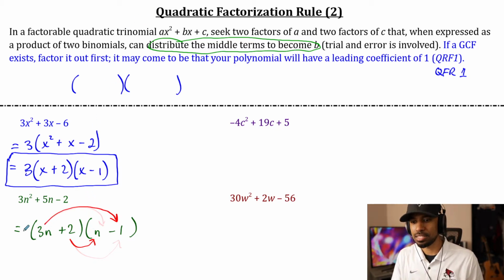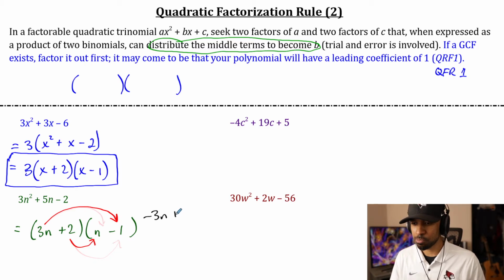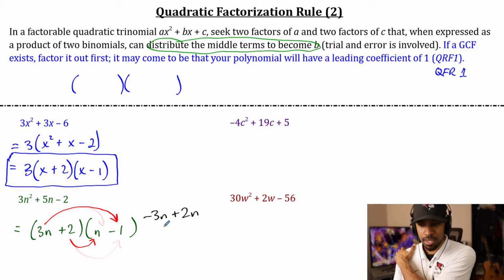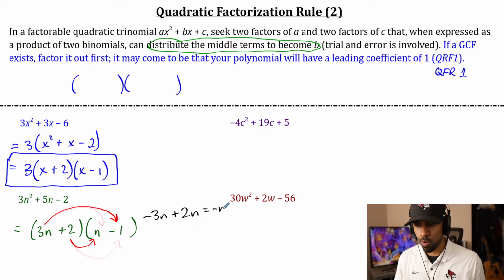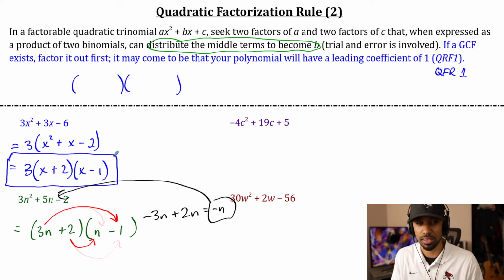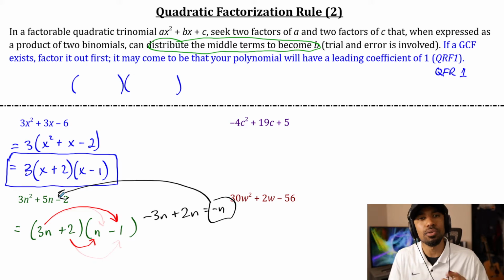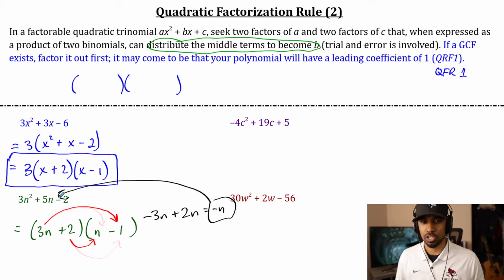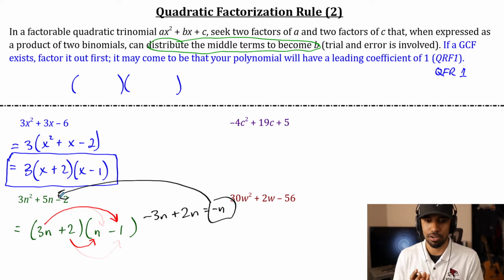When I multiply these out, I do 3n times negative 1. That's negative 3n. And 2 times n is positive 2n. Negative 3n plus 2n is negative 1n. That does not give me negative or positive 5n. Those are not the same thing. That means despite the fact that I have the right numbers that multiply to make this and multiply to make that, and I know this sounds confusing. If this is your first time, I know this sounds confusing. That's why I'm breaking it down very slowly. You're going to have to bear with me on this.